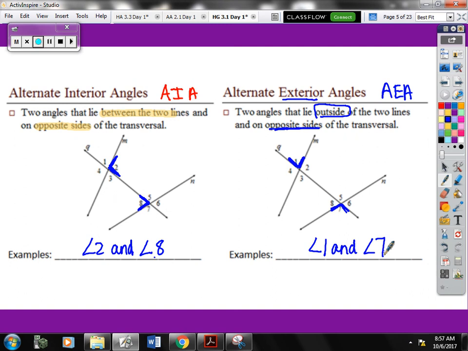Who could identify the other pair that would be alternate exterior? One other pair that would be alternate exterior. Jeremiah? Angle 4 and angle 6. Good. Angle 4 and 6. Alternating opposite sides of the transversal, outside of the two lines.